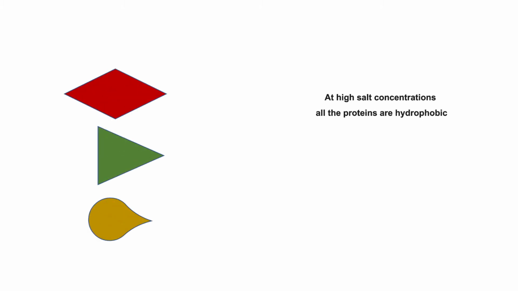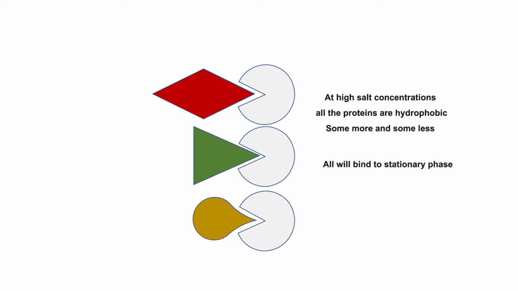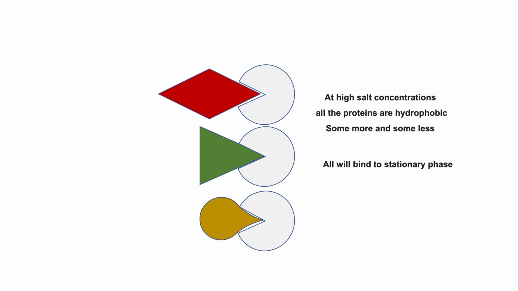At high salt concentration, all the proteins are hydrophobic. Very important point. Some are more and some are less, but all are hydrophobic. So all the proteins will bind to the hydrophobic groups, to the stationary phase, but some will bind tightly and some will bind loosely because their hydrophobicity is different, right?